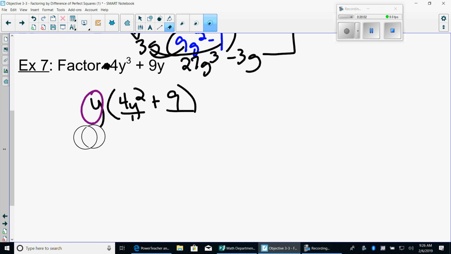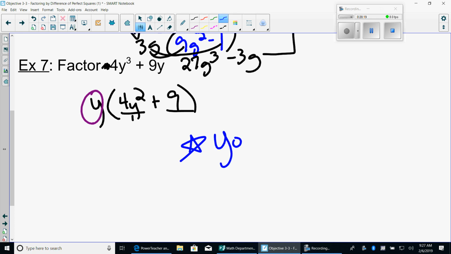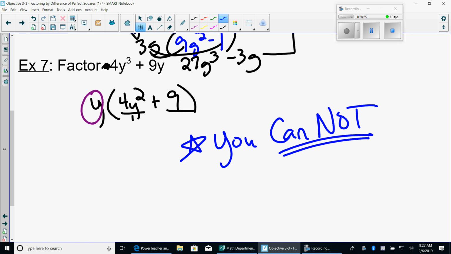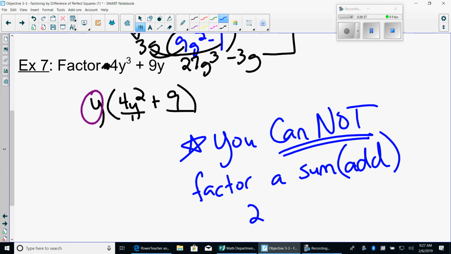So in this case, the only thing you could do is GCF. Okay? So add this into your notes. Last thing I want you to write. Super important. You might want to draw fire around it, draw a big box around it, do something. You cannot factor a sum. And if you don't know what the word sum means, you might want to put adding two squares. If there is a plus between them, you cannot do it.